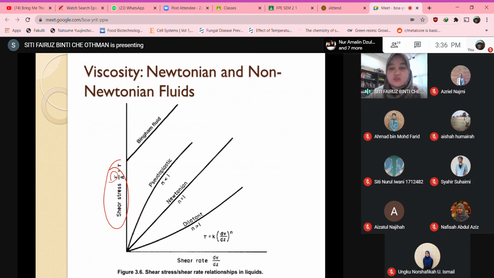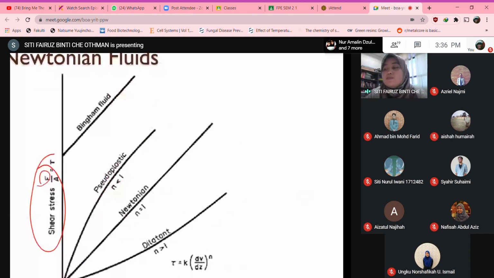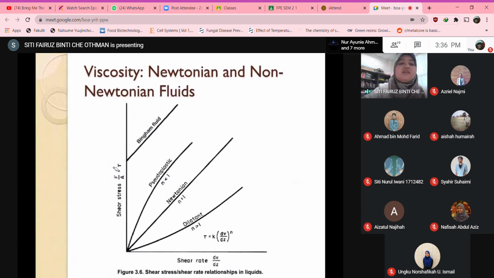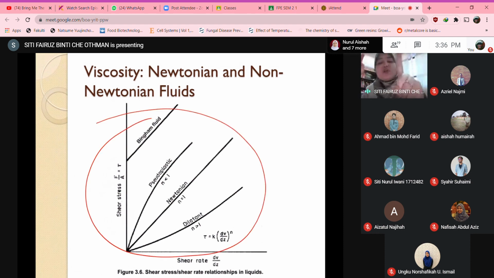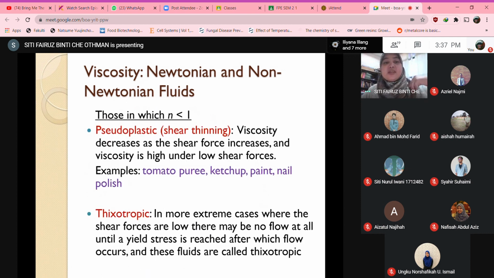So N is actually the viscosity. Saya tak suka sangat guna this particular graph. Tapi nanti next week saya bagi another form of this graph. Dia ada lagi satu graph yang lagi senang korang faham as compared to this one. Dia lebih kurang sama je, cuma yang ni dia engineering sikit. Okay, so pseudoplastic, for example, like I told you before, viscosity decreases kalau ada force.